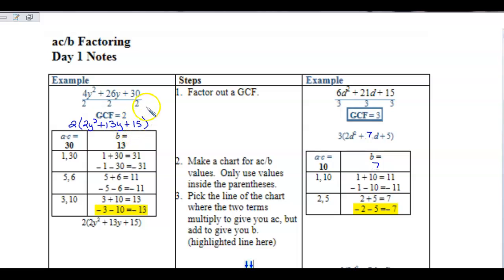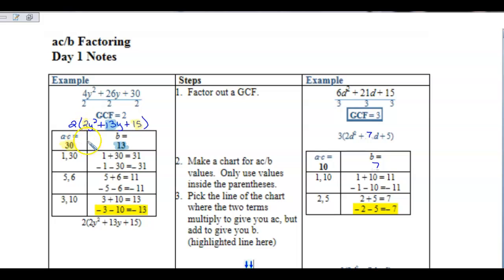So when I'm looking at them, I know that 2 is A and 15 is C. So 2 times 15 gives me my 30. That's where this comes from. Okay? And then my B is 13. So that's where this one comes from. So when you're pulling out that information from your polynomial or your trinomial, that's what these are.